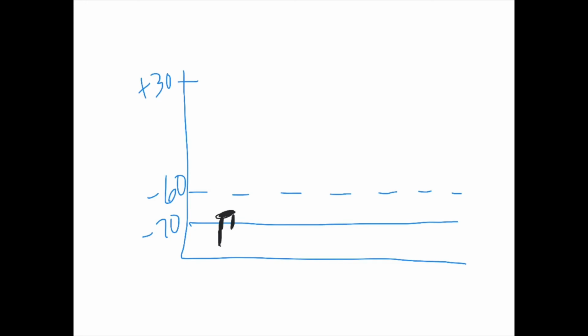And then we said at negative 60, what does it look like when we hit threshold? Inactivation gates open, activation gates open. And sodium rushes into the cell, and we get depolarization.